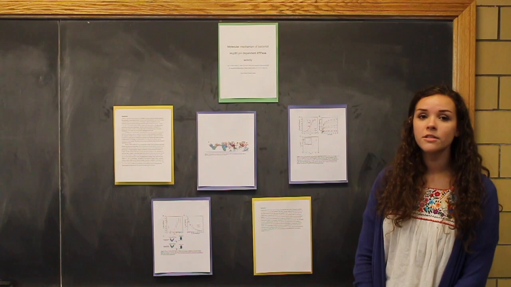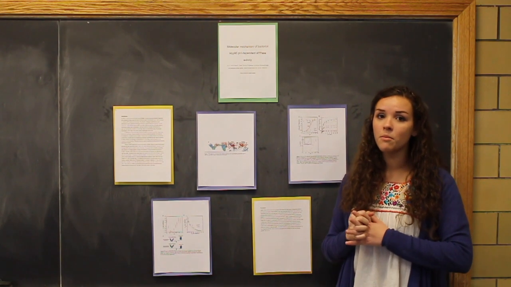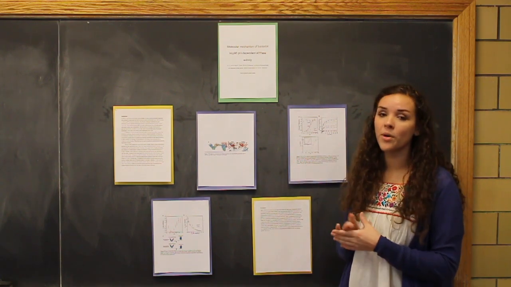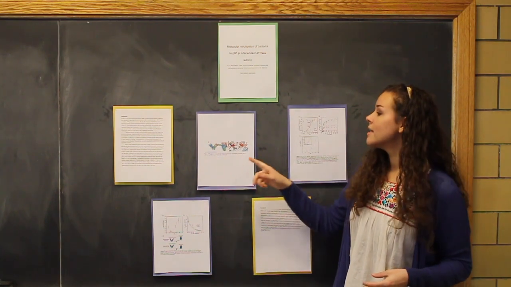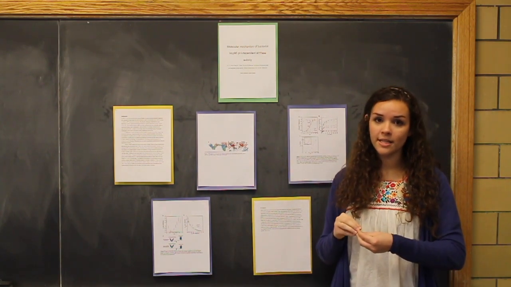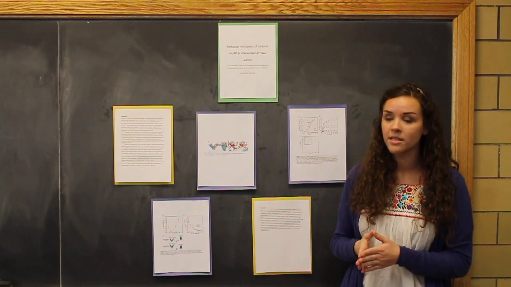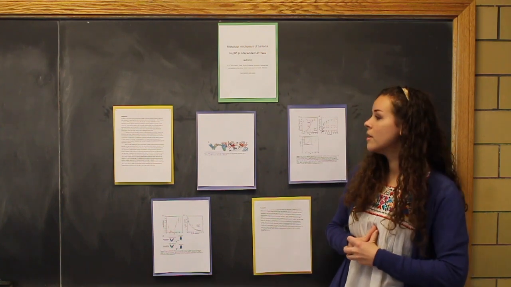So one of the results from the experiment can be seen in this figure here, where you have a visual demonstration of the relative positions of ATP and the histidine molecule relative to each other in the open and closed states of the dimeric molecule. So you can see that in the open position, the ATP is really close to the histidine molecule, and then as the dimer closes and ATPase occurs, the ATP is separated from the H255 molecule.